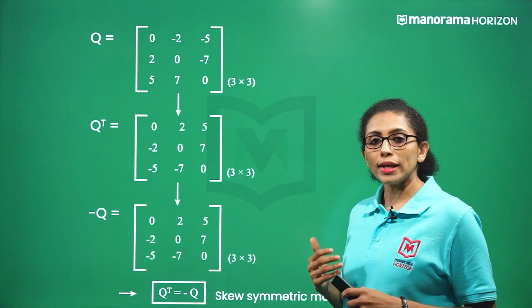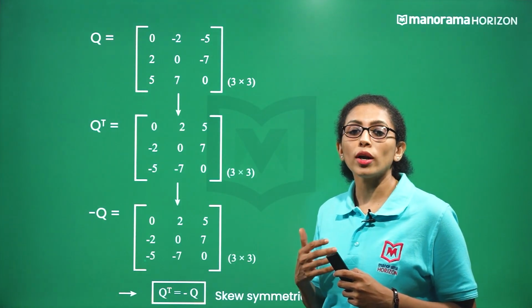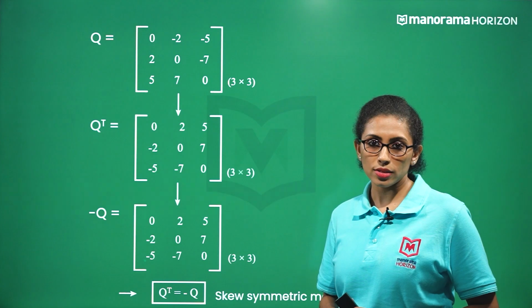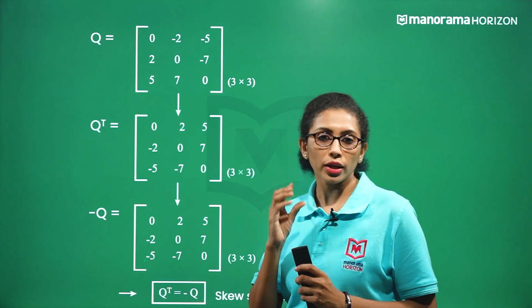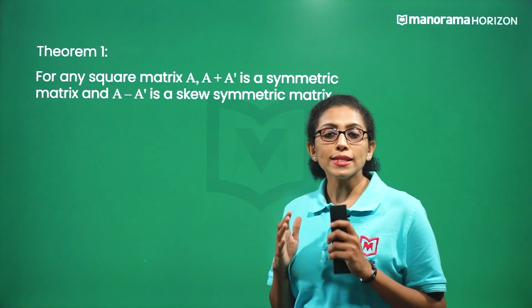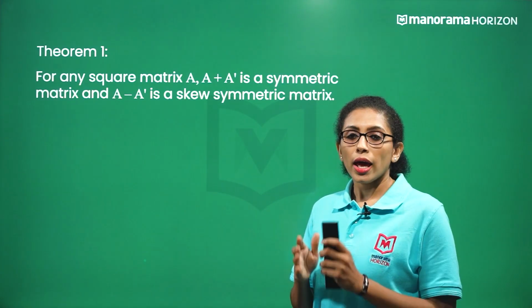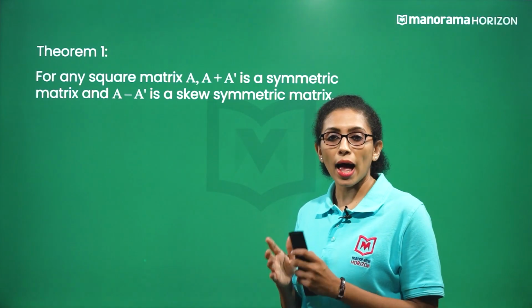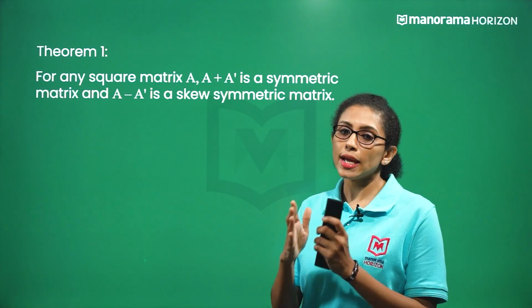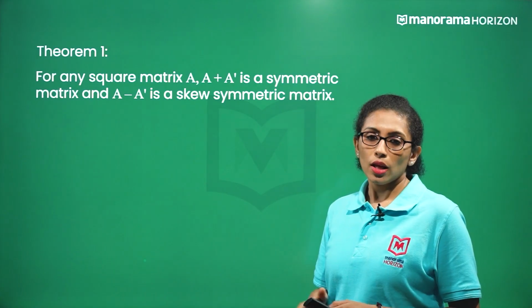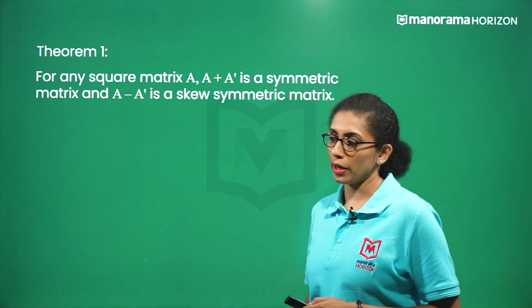Now, we are going to discuss some important results of symmetric and skew-symmetric matrices, which are stated in the form of theorems. Theorem number 1. For any square matrix A, A plus A transpose is a symmetric matrix and A minus A transpose is a skew-symmetric matrix. Let's see the proof one by one.